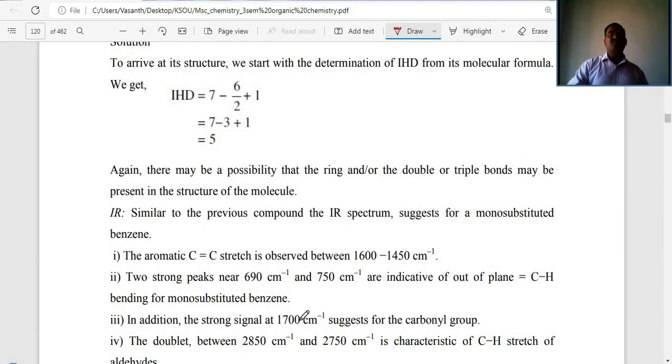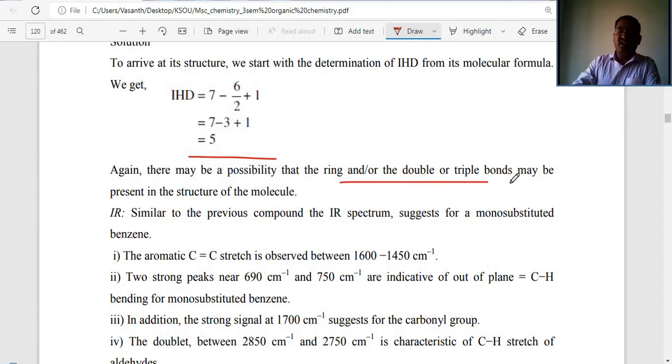What is the solution? To arrive at its structure, we start with the determination of IHD from its molecular formula. We get IHD equal to (7 minus 6)/2 plus 1, finally 5. Again, there is a possibility that a ring or double or triple bonds may be present in the structure of the molecule. We consider IR spectroscopy.